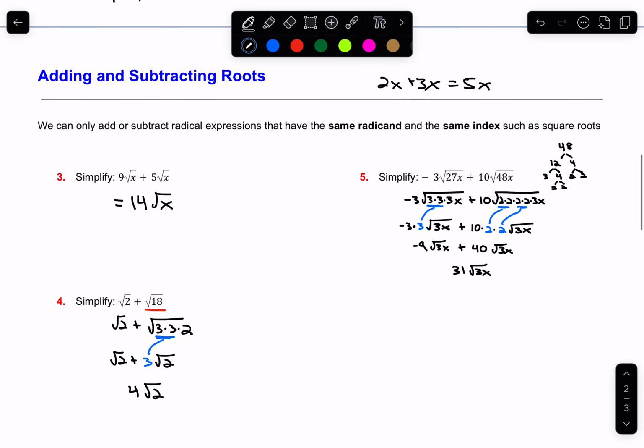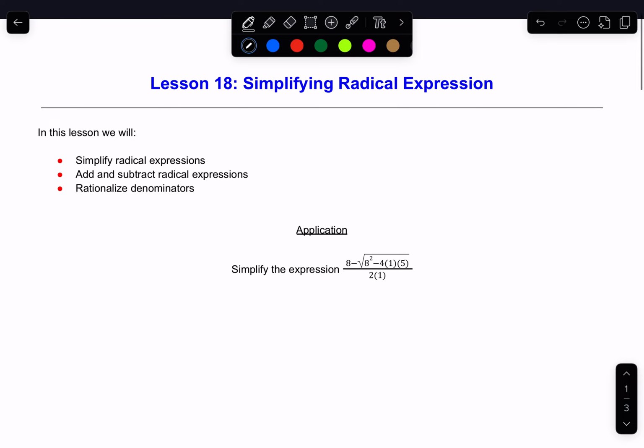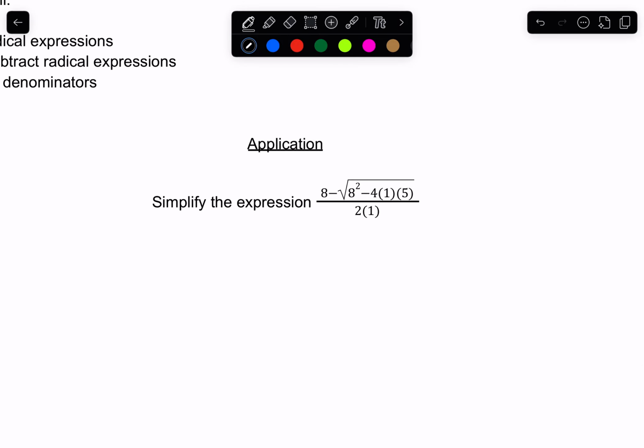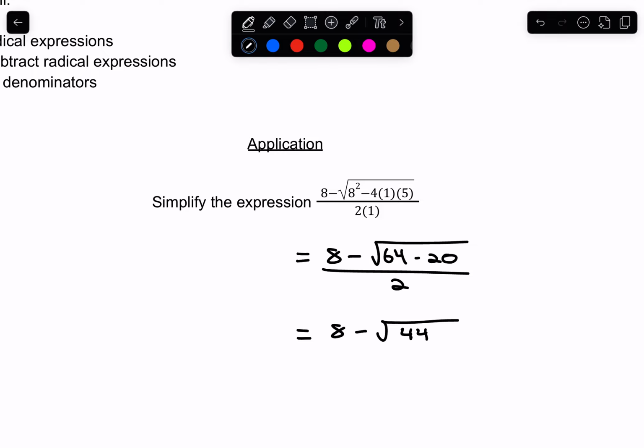One more step for this lesson. We got to simplify this expression at the top. So we have 8 minus the square root of 8 squared minus 4 times 1 times 5 over 2 times 1. First thing we're going to do is multiply out the inside of this thing. So we have 8 squared is 64, and 4 times 1 times 5 is 20. And on the denominator, 2 times 1 is 2. If I simplify the inside more, we have 8 minus square root 44 over 2.